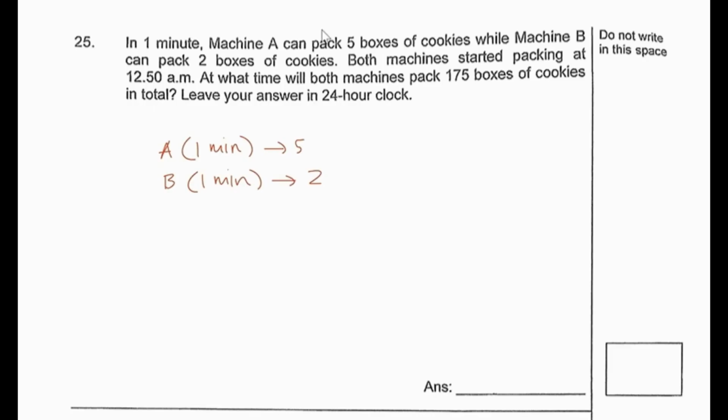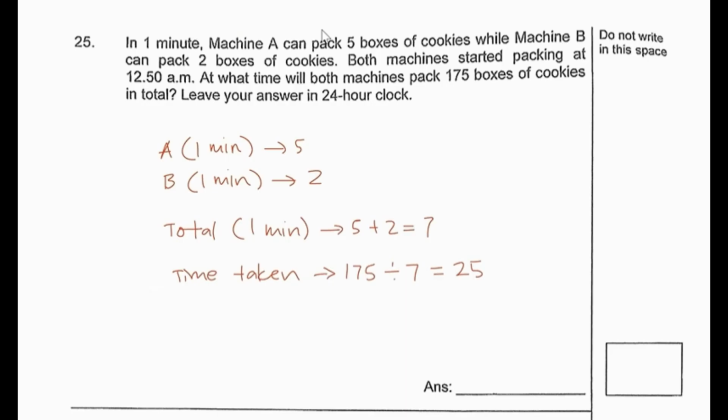Both machines started packing at 12:50 a.m. So you are supposed to combine them. So both A and B in 1 minute is 5 plus 2. 7 boxes will be packed in 1 minute. You have 175 boxes to pack. So the time taken would be 175 divided by 7, because 7 is every minute. And you get 25, so 25 minutes.